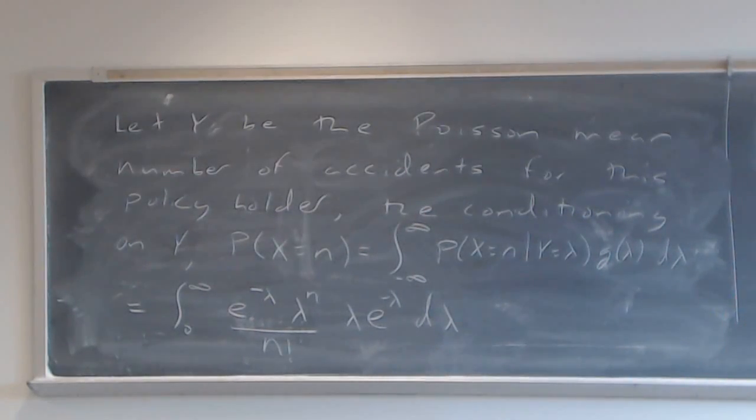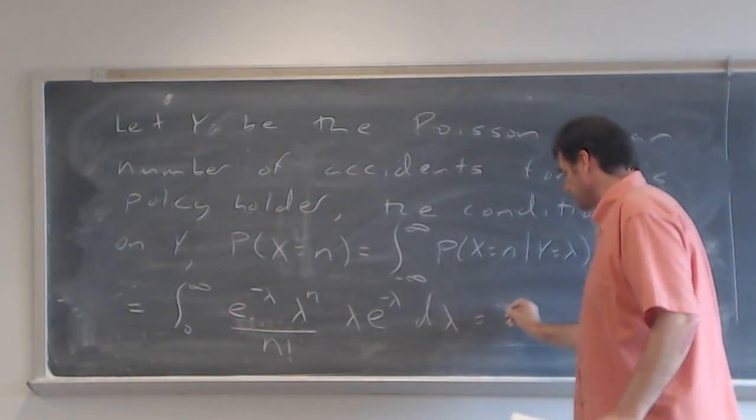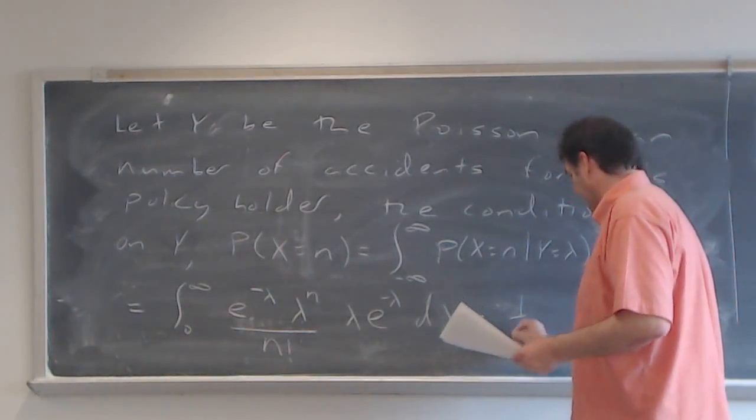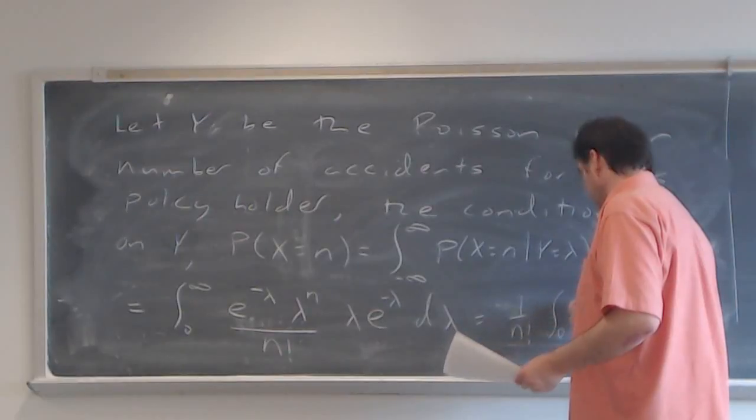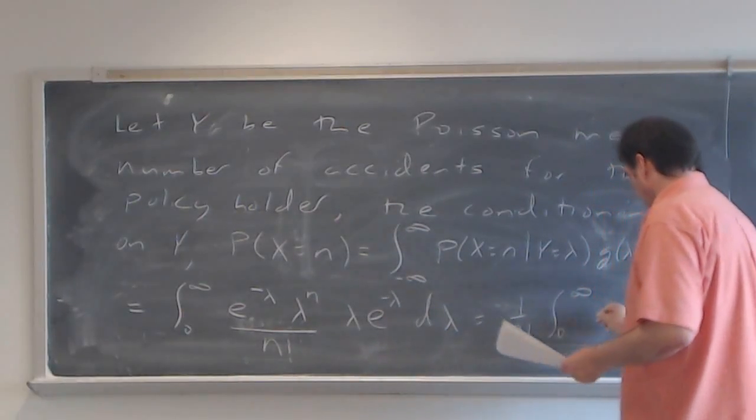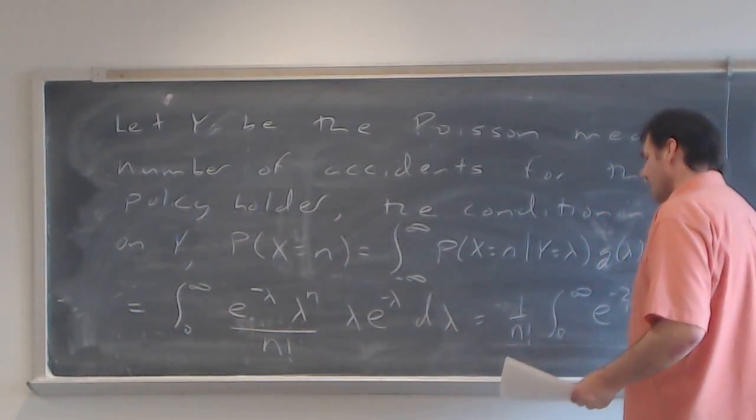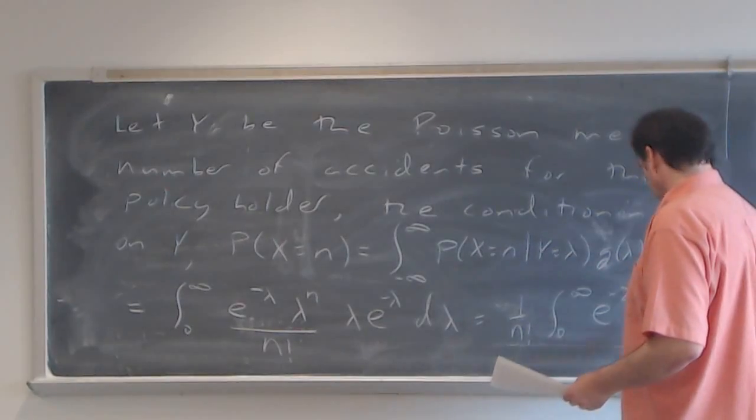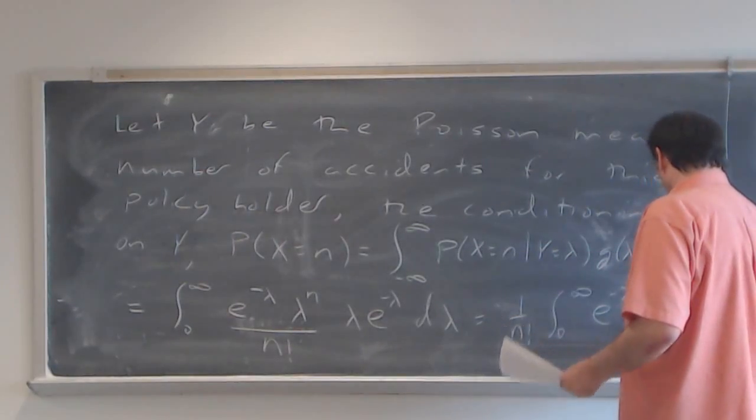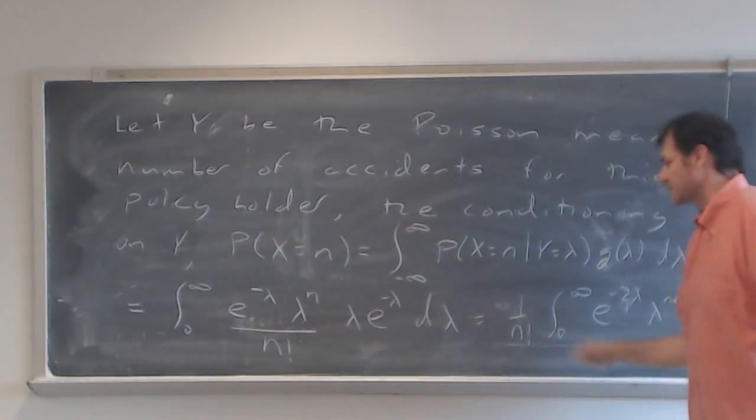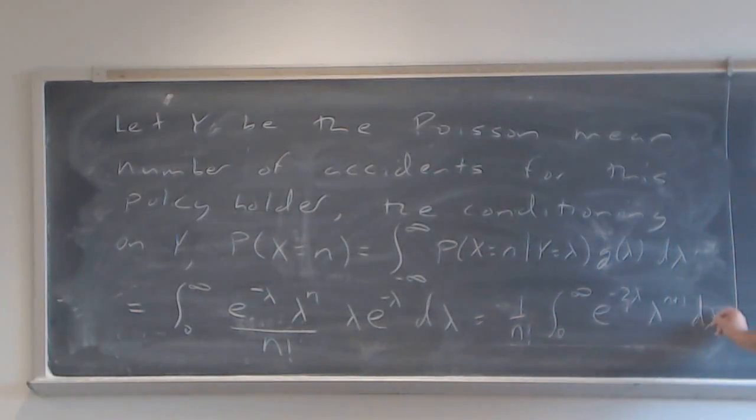If you want, I can do just a little bit here before I leave. This is 1 over n factorial, integral from 0 to infinity, of e to the minus 2 lambda, lambda to the n plus 1 d lambda. That's what this translates into. Very easy. See that.